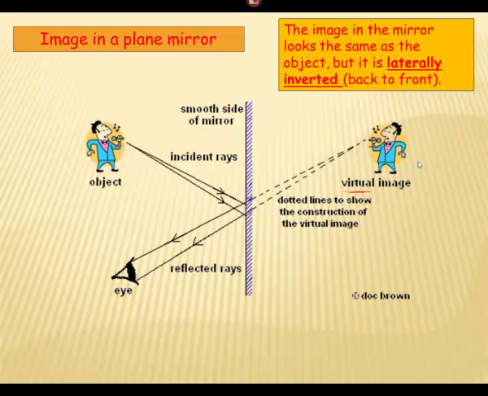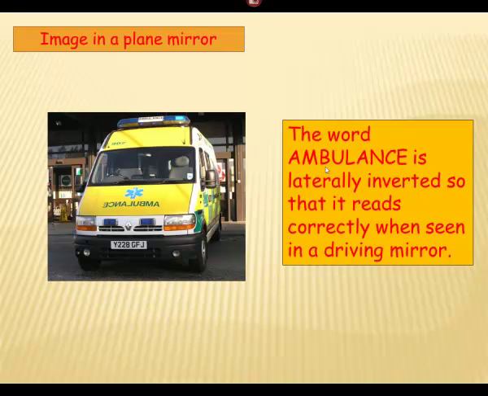Now we use this inversion in some really important ways. And one of those is when we are being followed by an ambulance. Now here's an ambulance over here. You can see the ambulance. That word there is written back to front. Why is it written back to front? Well, the very good reason is that when you look at it in your rear view mirror, what you see is the word ambulance the right way around, because it's been laterally inverted. So it's a very, very important use there of lateral inversion.